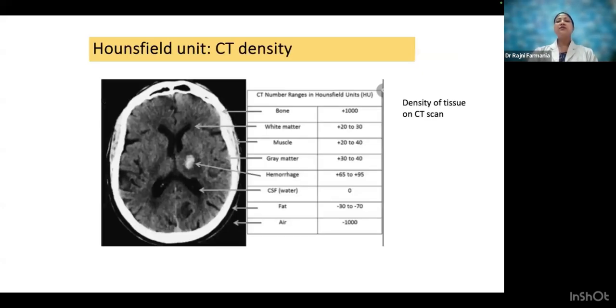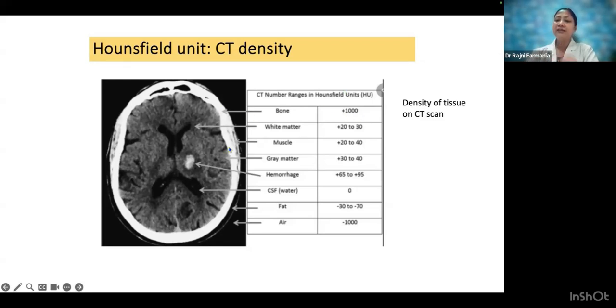Coming to the basics of CT scan, we should first know what the unit is. The unit of CT scan is the Hounsfield unit, HU, which is a marker of CT density. How much X-ray is absorbed differentially in tissue in a CT scan is given objectively as the Hounsfield unit. Bone has plus 1000, which means it is more white.